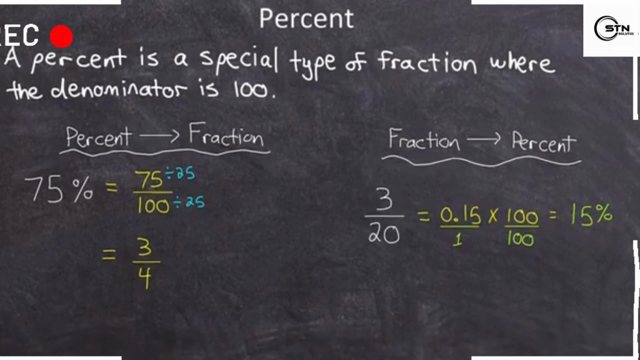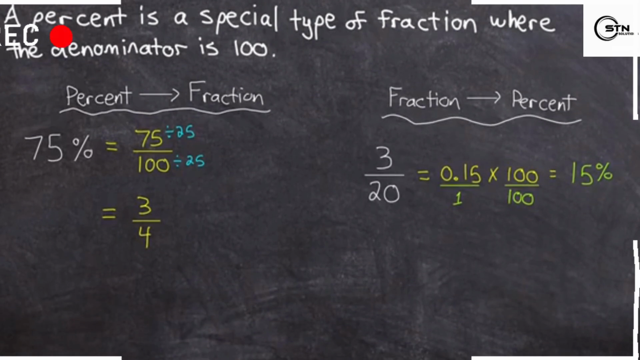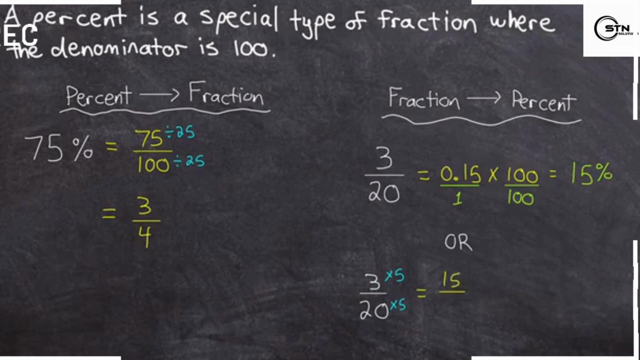The other way you could convert a fraction to a percent, let's work with 3 over 20 again. Because we want this fraction to be over 100 so we can express it as a percent, I would just notice that I could make 20 be 100 if I multiplied it by 5. So I could just multiply the top and bottom of this fraction by 5. And that would give me the fraction 15 over 100, which is 15%.